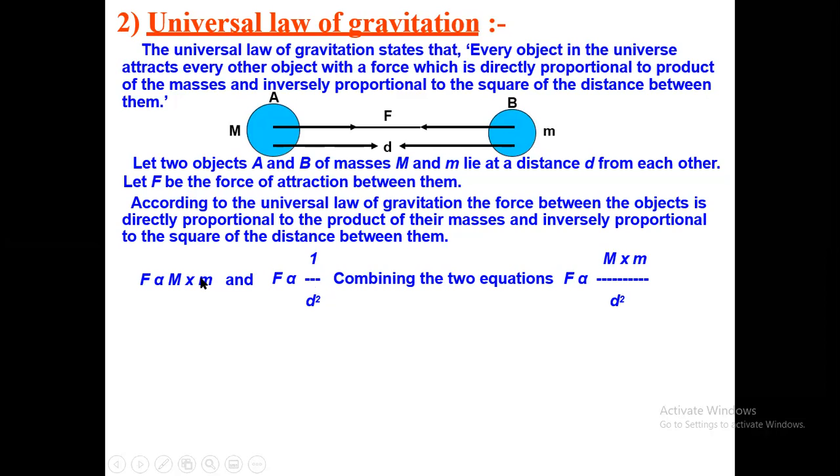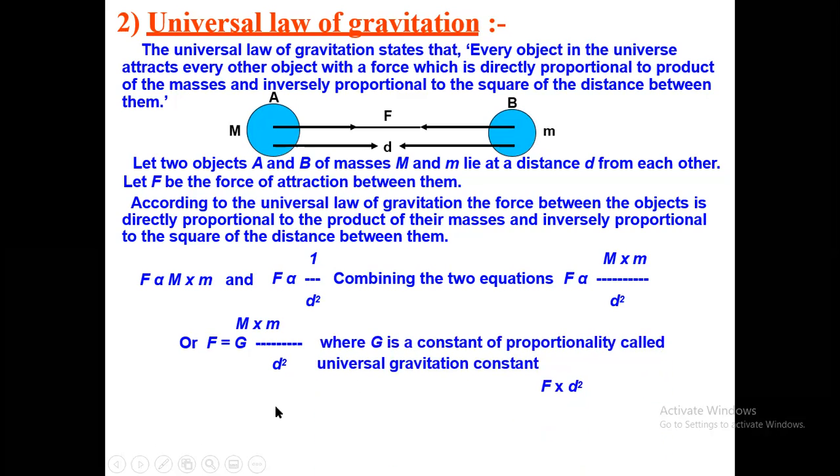If this is equation 1 and this one is equation 2, if we combine both the equations, then we will get F proportional to Mm upon d square. Then F is equal to G Mm upon d square. G is the gravitational constant, because if we want to remove the proportionality, then we have to use a constant, and here we are using G, where G is the constant of proportionality called the universal gravitational constant.